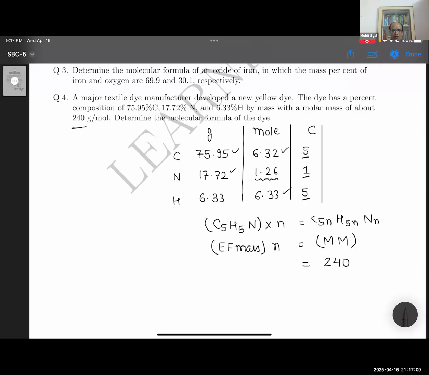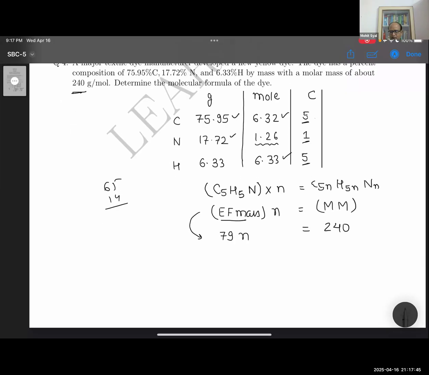And what is the empirical formula mass? 12 into 5 for C5, plus H5, 12 into 5 is 60, 60 plus 5 is 65, and 65 plus 14 is 79. It is going to be 79 into n. 79 times n is 240. Is that clear? So what is the value of n coming out to? 3.